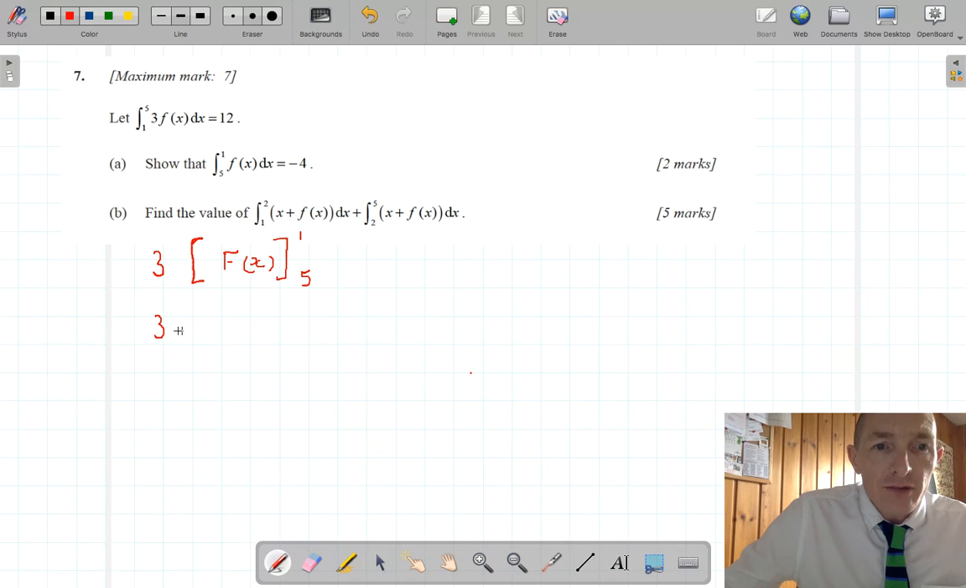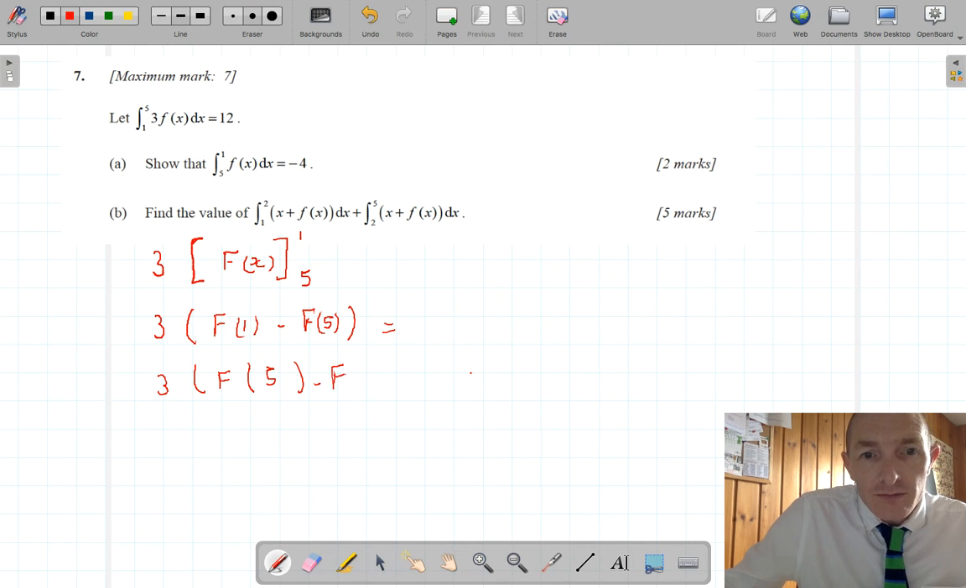So that is going to be 3 brackets F(1) minus F(5). Now one thing I do know is, if I reverse it, let's just leave that answer for a minute. The reverse of that gave me 12. 5 and 1 going into here gave me 12.